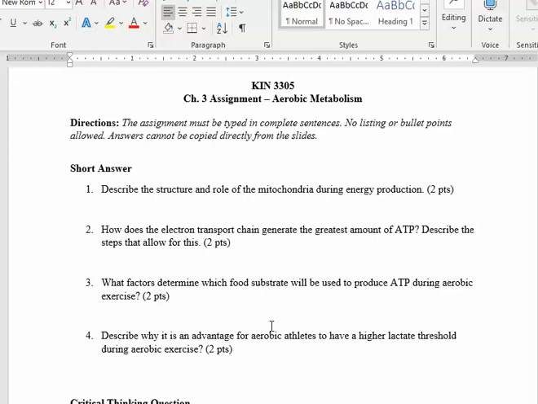Next is the electron transport chain, which is part of aerobic metabolism, and how this system generates the greatest amount of ATP. And then describe the steps that allow for that ATP production.